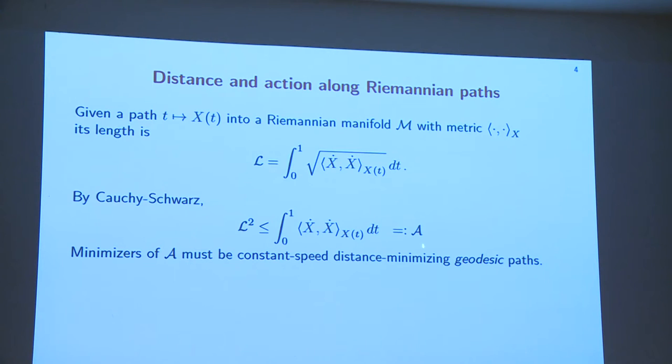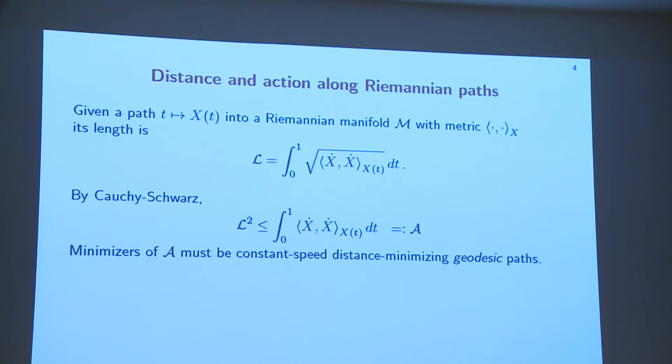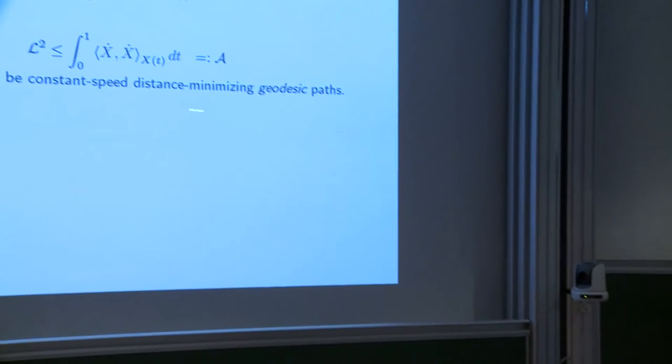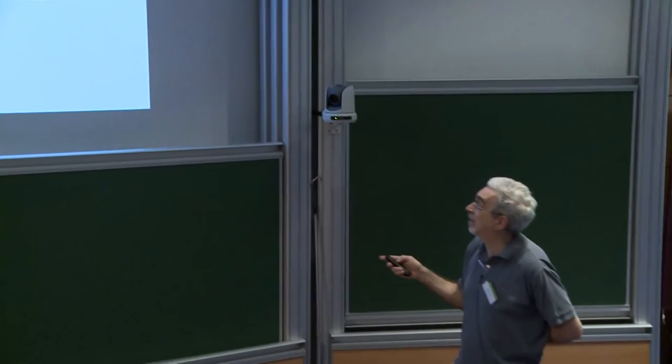And this action, if you minimize it, you have to have a constant speed geodesic, a constant speed distance minimizing geodesic path. So later I'll be talking about geodesic paths. These are critical paths for the action. So variation of action is zero, but not necessarily distance minimizing. So that's a distinction I'll maintain.